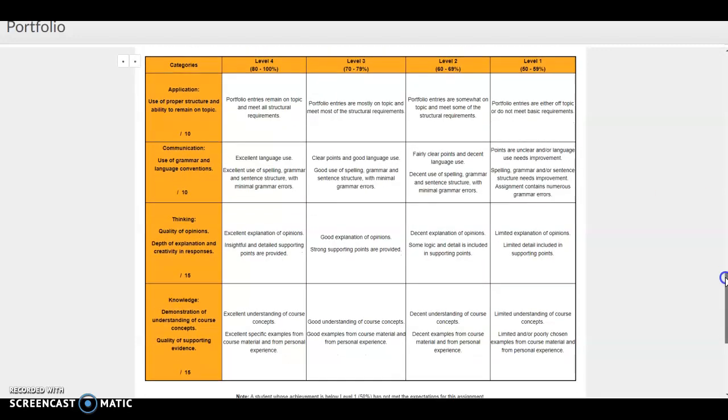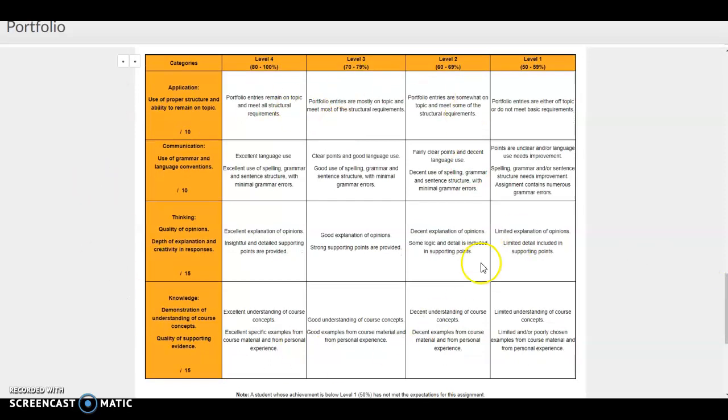This is the rubric that I will use when I'm grading your portfolio. So I'll be grading whether you stay on topic and whether you're writing in the proper structure and whether you're including at least 8 sentences in each portfolio entry. I'm going to be checking your spelling and grammar. I'm going to be checking the quality of your opinions and how well you explain your opinions. And I'll be checking whether you support yourself, whether you use examples in detail to support your opinions.